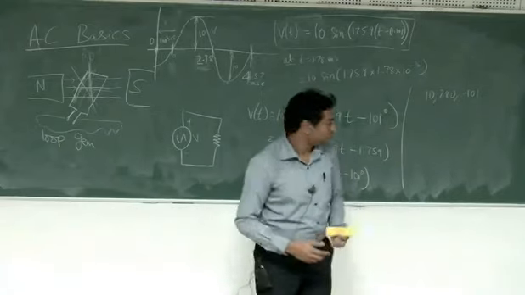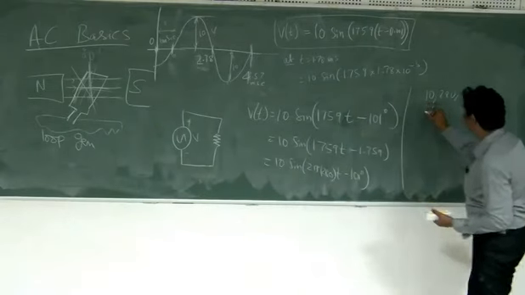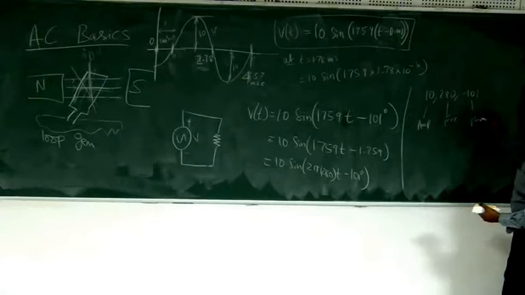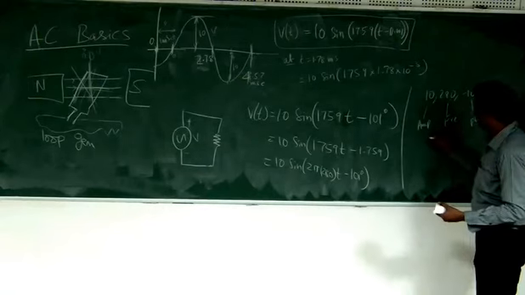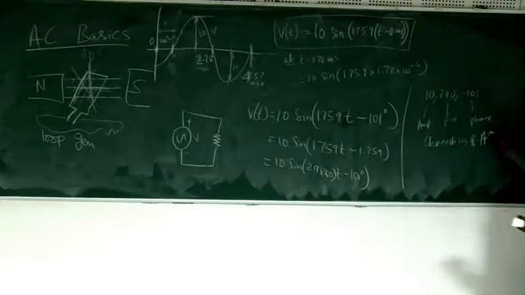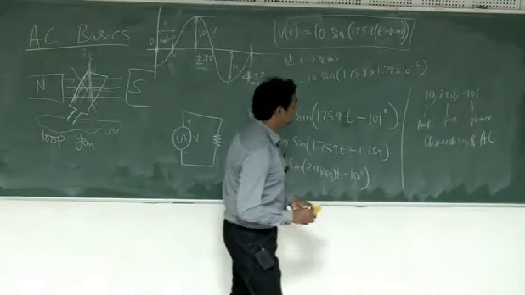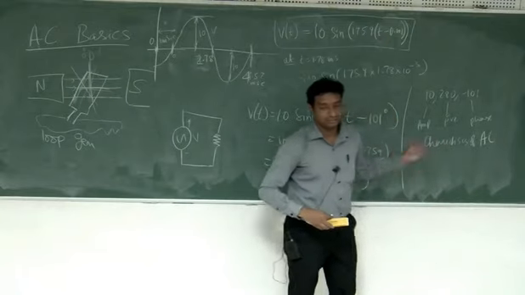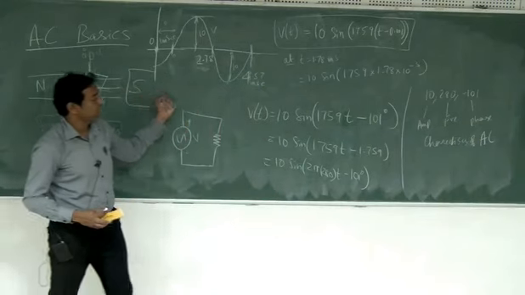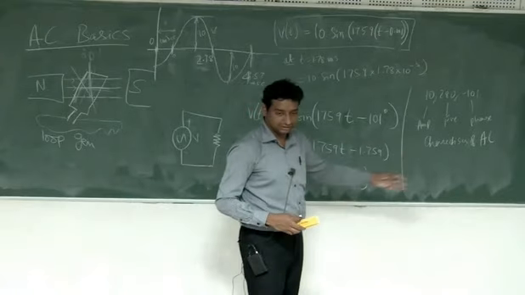So what do we call these three numbers? This is amplitude, this is frequency, and this is phase. Together, all three, let's call them characteristics of alternating current or alternating voltage or alternating quantity. So if somebody tells you the amplitude, frequency, and phase, you can draw the graph, you can write the equation, and you can draw the characteristics.